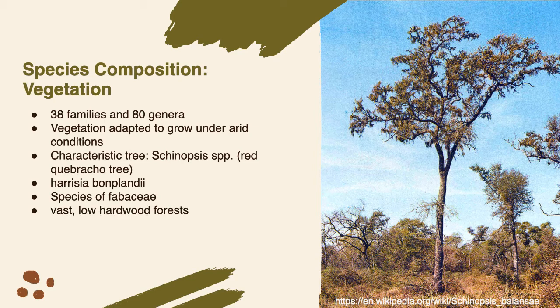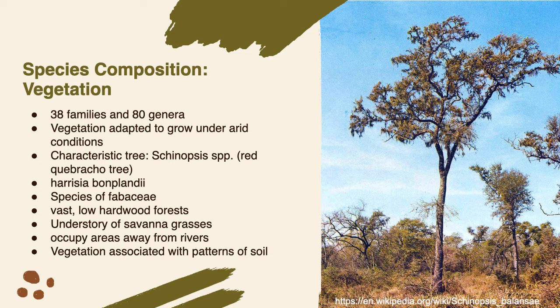The Gran Chaco is mainly vast, low hardwood forests with an understory of savanna grasses, which mainly occupy areas away from rivers. The vegetation in the Gran Chaco is associated with patterns of soil, which can actually vary with just 3 feet of elevation.